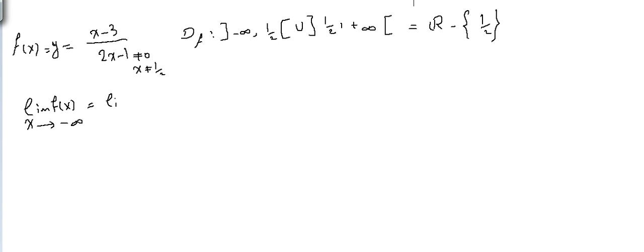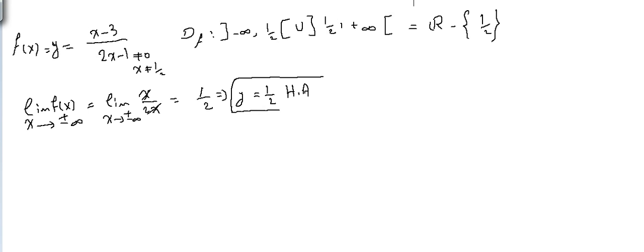It will be the limit of only x over 2x as x approaches negative infinity. X will cancel, so it will be equal to half. In both cases, positive infinity, do the same thing. When x approaches positive or negative infinity, we take the highest exponent up over the highest exponent down, right? And this will be y equals half is a horizontal asymptote. This is very important to take to the graph, right?